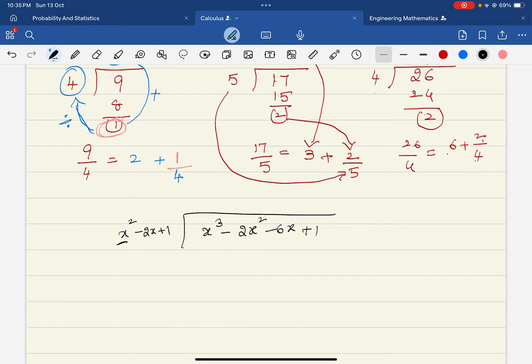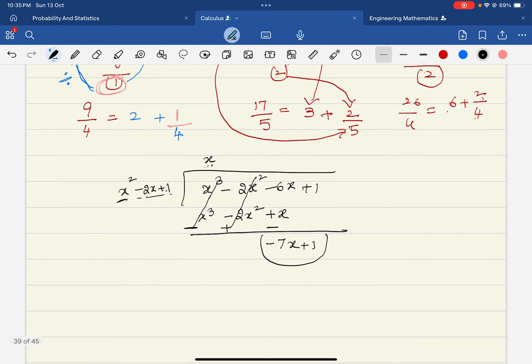x square into x gives you x cube. This into this gives you x cube. What we do now? This x will be multiplied by all the terms. That is x into minus 2x is minus 2x square. x into 1 is plus x. Now what we have to do? The subtraction. Plus minus. So this x cube gets cancelled. This gets cancelled. Minus 6x minus x is minus 7x plus 1. So this is the remainder.